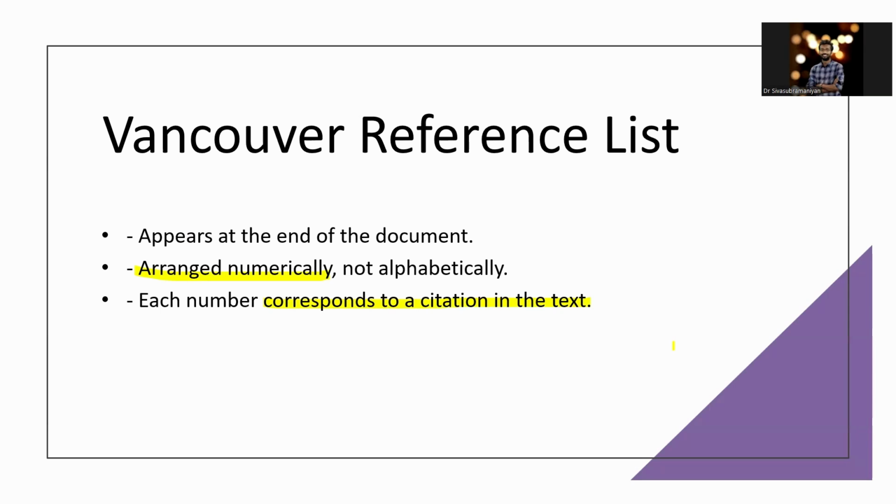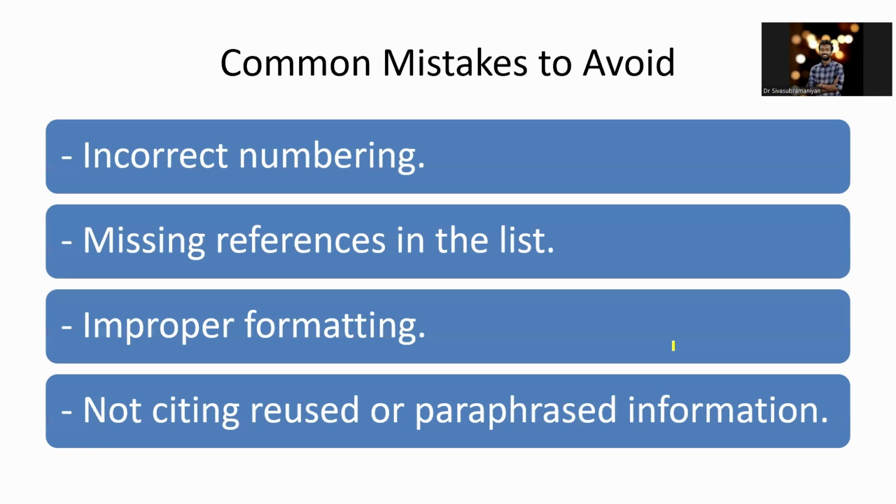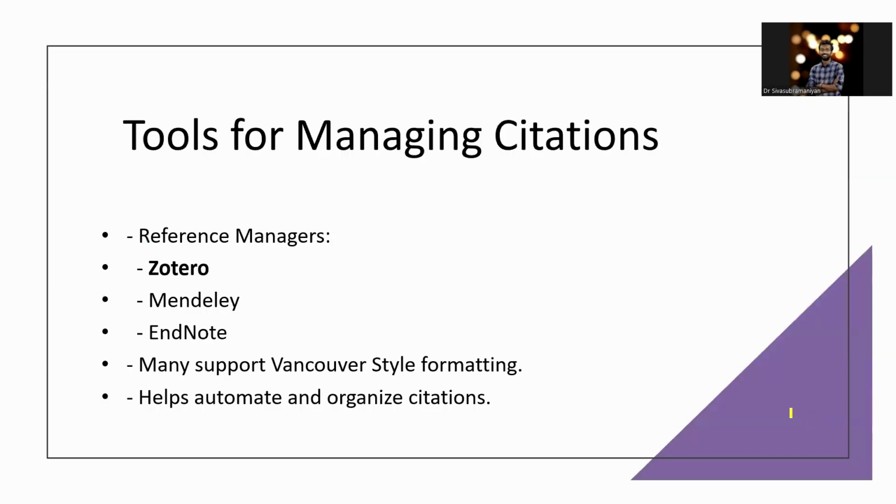Common mistakes to avoid. We shouldn't give incorrect numbering. If we are repeating the same citation, we should have the same number, and we shouldn't add one more number after that. Other mistakes are missing references in the list, improper formatting, and not citing reused or paraphrased information.